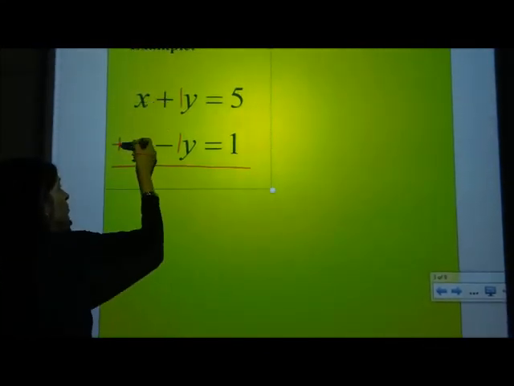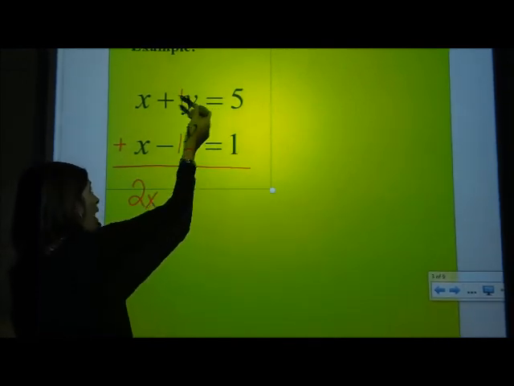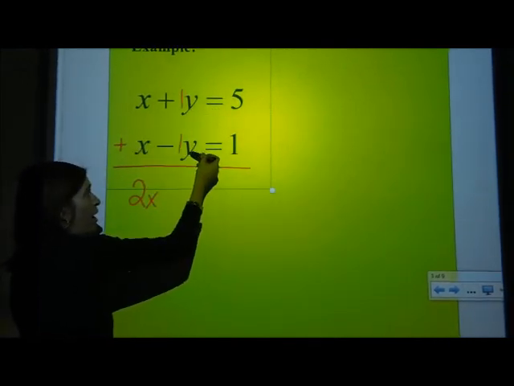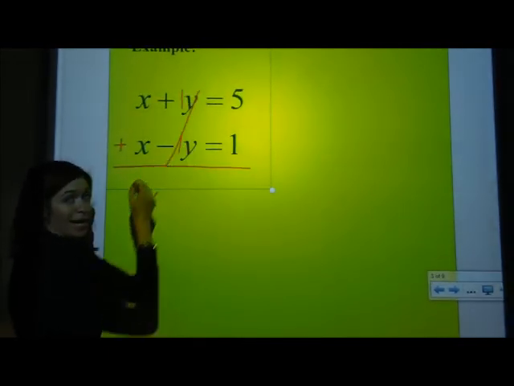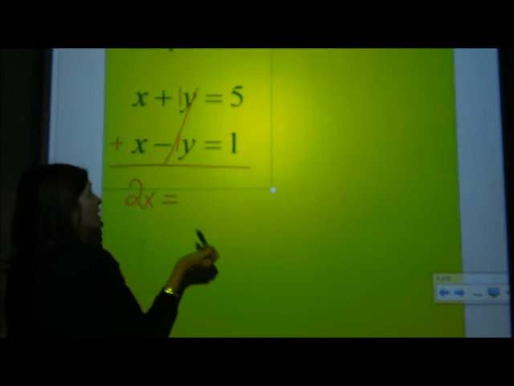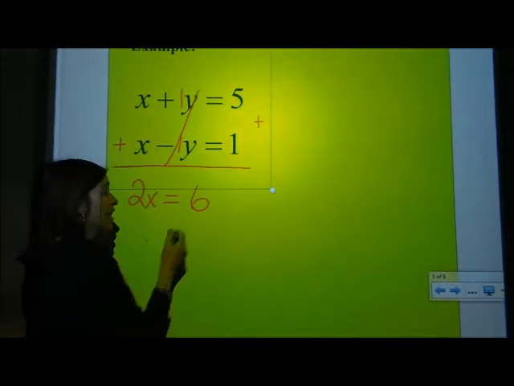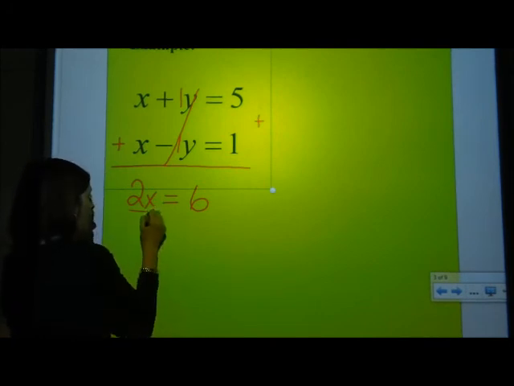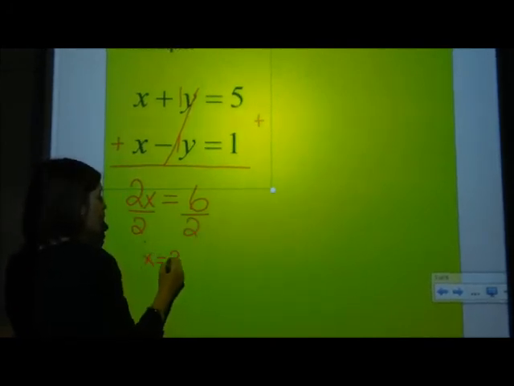So we would have x plus x, which would give me 2x, 1y plus a negative y, which means 1y minus y. It would get eliminated. It would go to 0. And then you have 5 plus 1, which would give me 6. Divide by 2 on both sides. So then x would be 3.